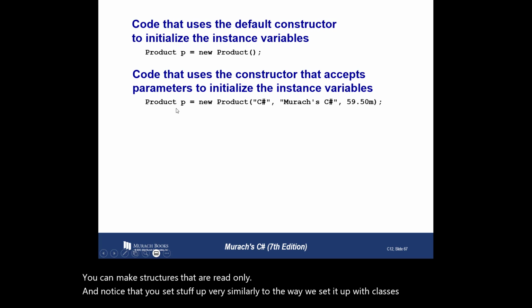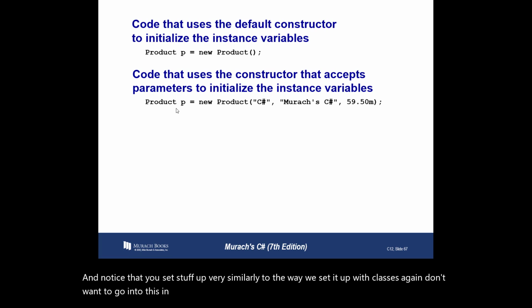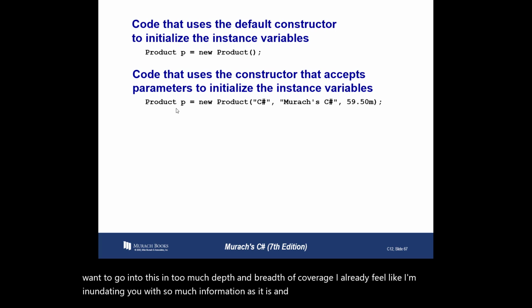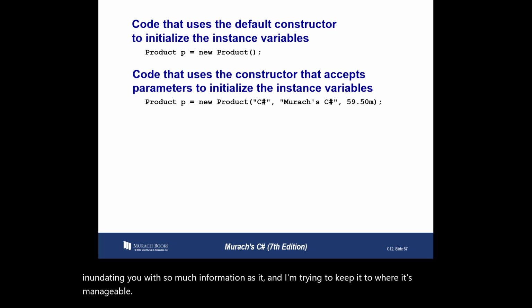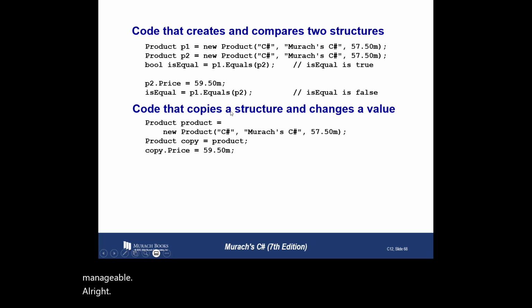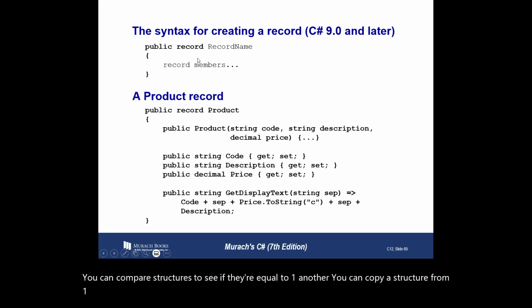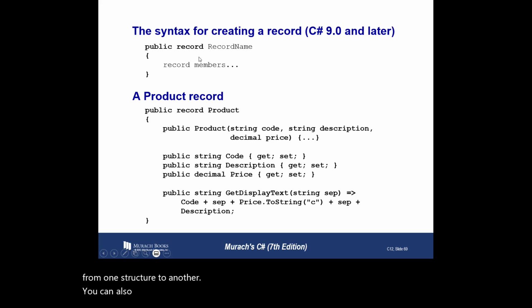Again, I don't want to go into this in too much depth and breadth of coverage. I already feel like I'm inundating you with so much information as it is, and I'm trying to keep it to where it's manageable. Okay? All right. Let's see. You can compare structures to see if they're equal to one another. You can copy a structure from one structure to another. You can also work with records. All right. Now this is fairly new because it didn't come up until C# 9.0 and later. But again, you'll notice this looks very similar.